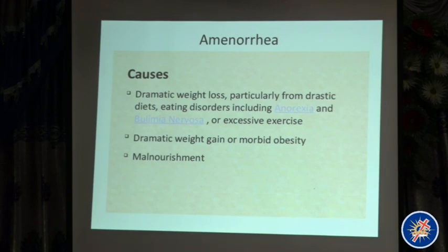What are the causes? The causes are dramatic weight loss. For instance, ladies who are so conscious of weight, such that they are not eating properly. You find an adult female weighing less than 40 kilos. That is wrong. And those are the issues that you get into when you get so little weight. You start affecting other organs in the body. So dramatic weight loss, and particularly from drastic diets.